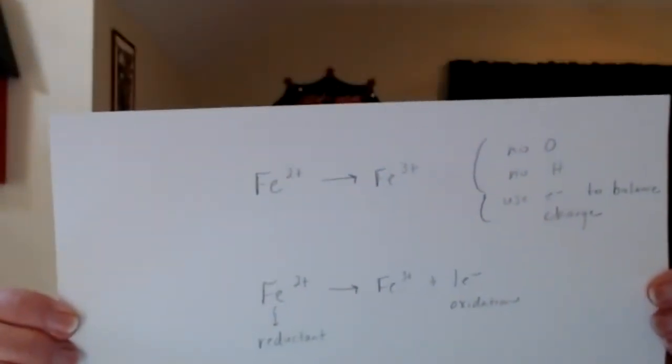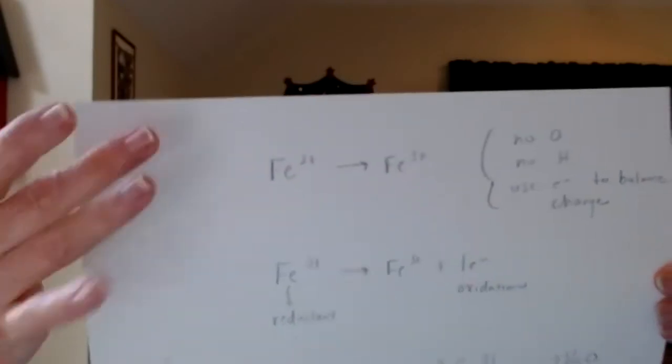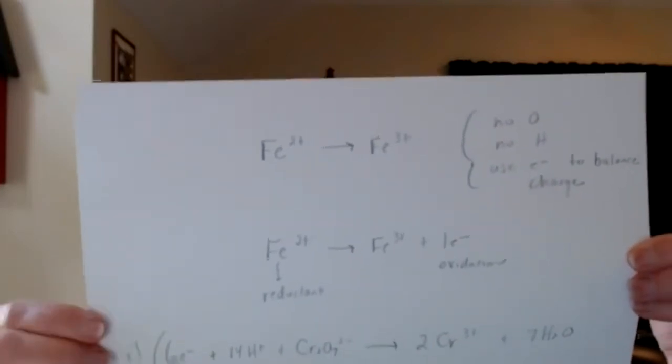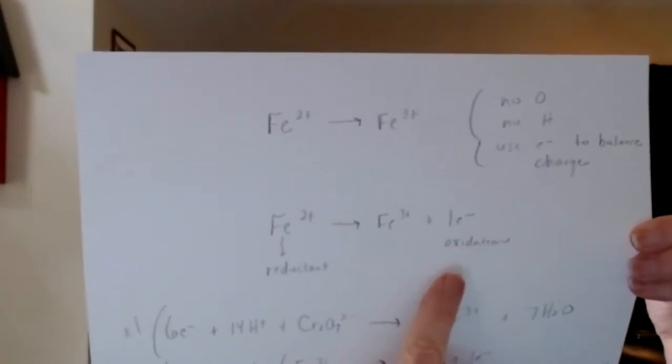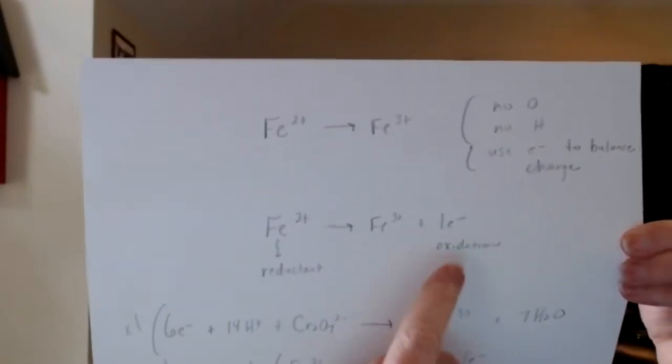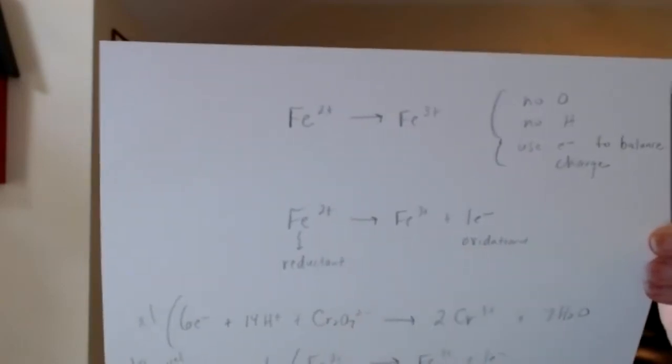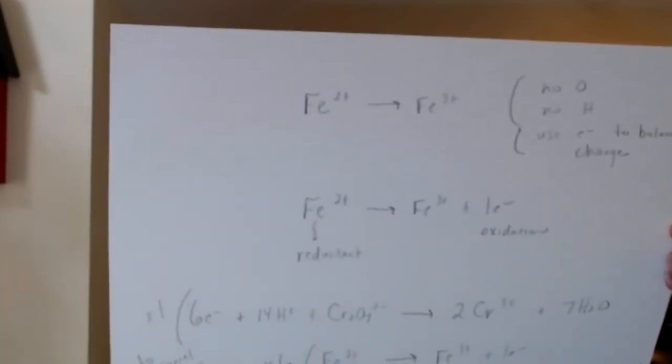Okay, I'm going to go to the second part of the reaction, which is the other half reaction. Oops, sorry. It's the iron 2 going to iron 3. No oxygens. So I don't have to worry with water. I'm just using my electron to balance the charge. I notice that I'm losing the electron. It's on the right side. So that's oxidation. Therefore, the iron 2 is the reductant.